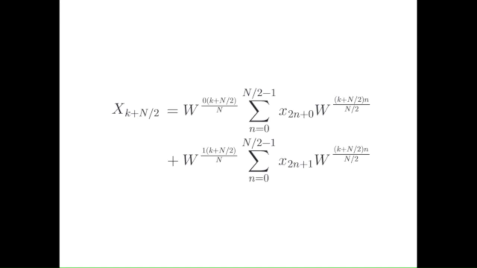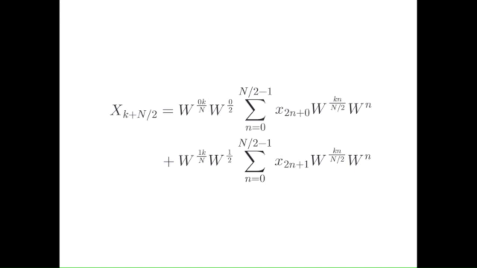Well, let's see what happens if we try calculating a bucket value with the index k plus big N over 2, with our even-odd split formula. It starts out looking like this. Rewriting our exponential sums, we get this. Now, the summation index n is always an integer, and w to an integer power is always 1, so we can just drop those factors.